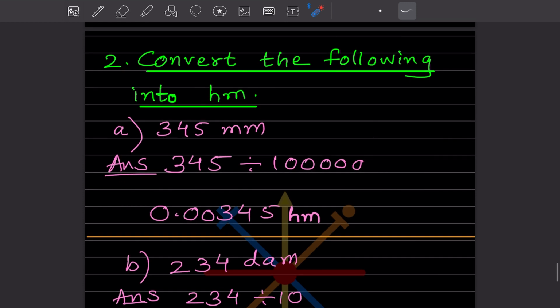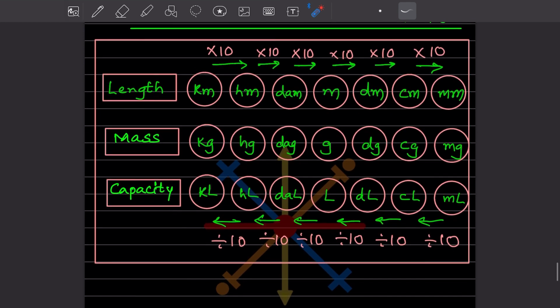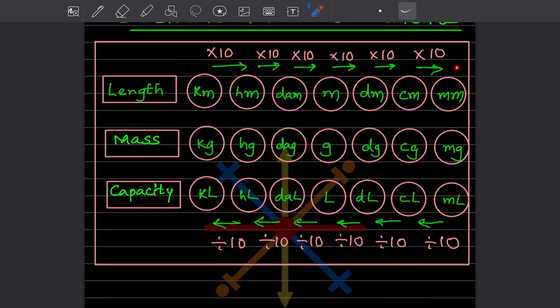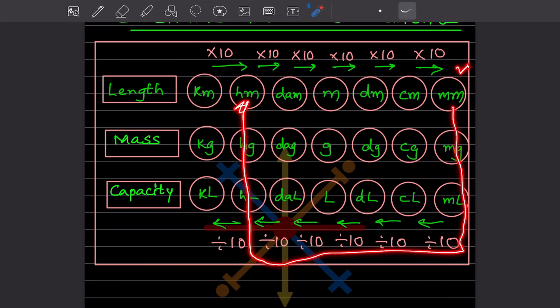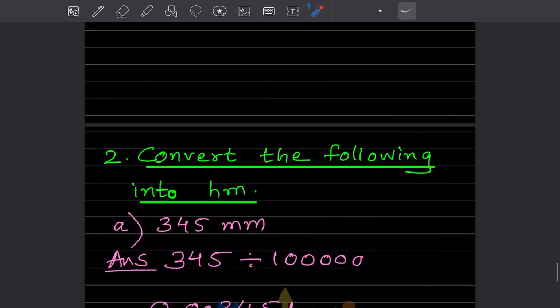Here they said convert the following into hectometer. So this 345 millimeter is given, from millimeter to hectometer. Now where is millimeter? Millimeter is here, and you are going to go to hectometer, means you are going to go in the reverse order. So how many tens are in between? 1, 2, 3, 4, 5. So what are you going to do? You are going to divide by this number.